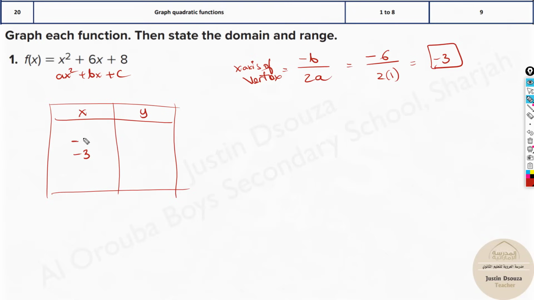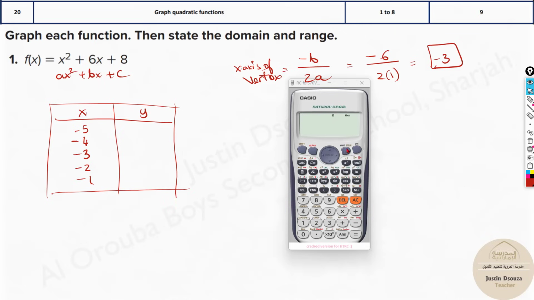Minus 3 is over here, so it'll be minus 4 and minus 5, two lesser values, and two bigger values, minus 2, minus 1. Now, this is the x value of the table. You can substitute the x over here and find the y each time, but the simpler method is using your calculator. So all of you take your calculators and click on mode, and we get so many options, right? Let's click on mode 7, that is the table option.